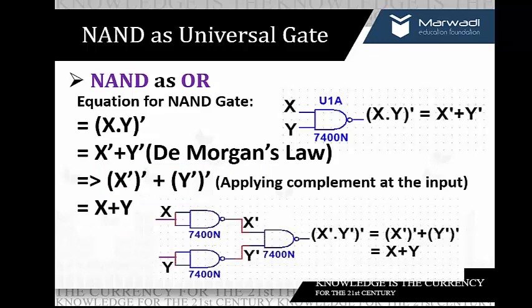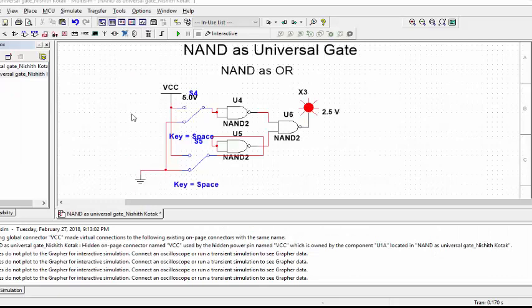Application of NOT gate before NAND gate would give me x complement and y complement, and I can easily convert my NAND gate into OR gate. This is the connection for NAND gate as OR gate.